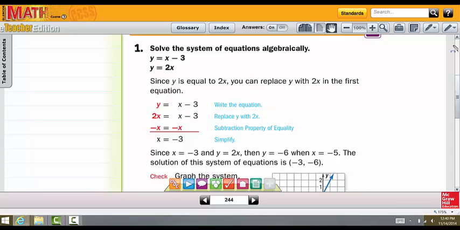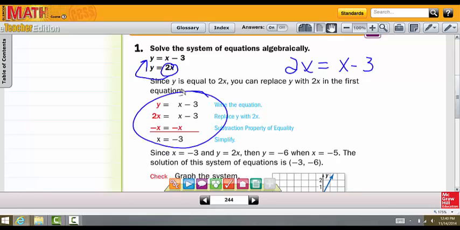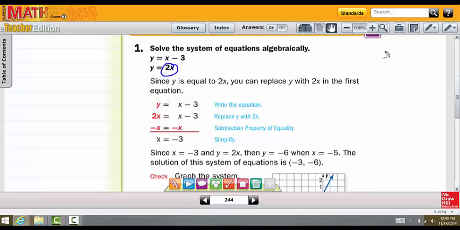So here's example number 1. We're going to solve the system of equations algebraically of these two equations, y equals x minus 3 and y equals 2x. Well, if you think about that, we have two things both equal to y. So we can substitute one of these things, 2x, in for y in the first equation. And what we will then have is 2x equals x minus 3. And you can see that down here, but I will show you the algebra as we go through. So we have 2x equals x minus 3.